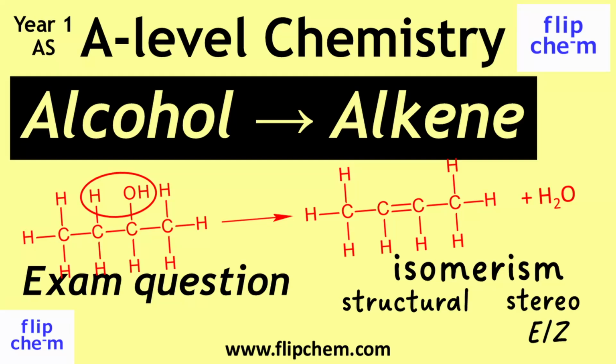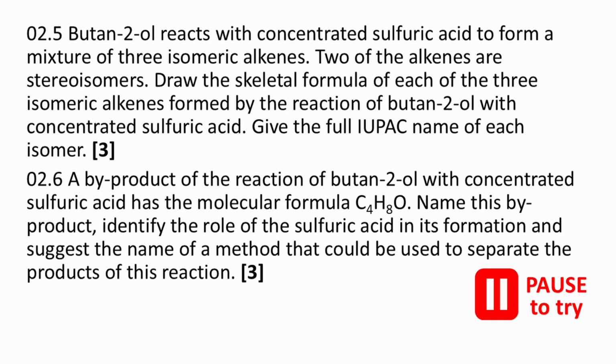Welcome everyone. In this video, we'll take a look at two A-level chemistry exam questions, both 3 marks. We'll cover 2 reactions associated with alcohols and the products that are formed. We'll also look at different types of isomerism, structural and stereo, including EZ. Here are the questions that we'll go through, details are in the description.